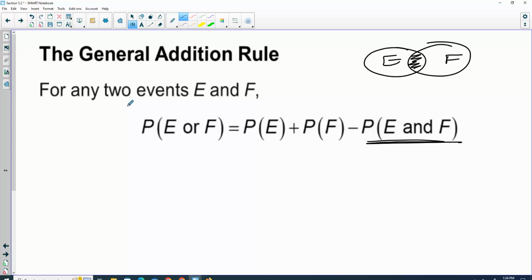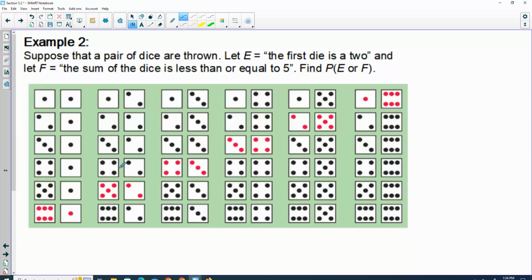So let's do some examples with this. Suppose a pair of dice are thrown. So I'm showing you every possible combination when I roll two dice, what I could get. Let E be the first dice is a 2, and F be the sum of the dice is less than or equal to 5. Find the probability of E or F.